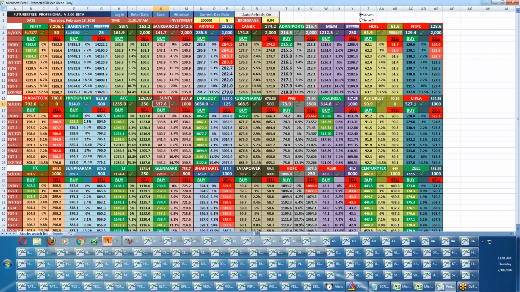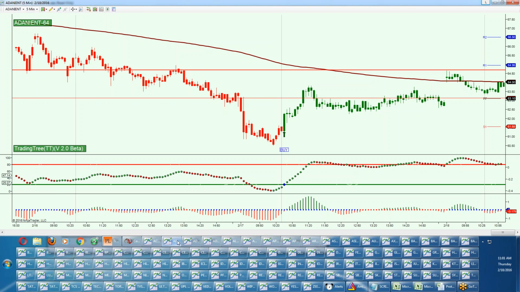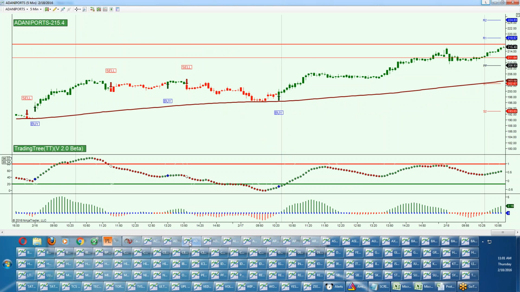Adani Ports, we had a sell, now we have a buy call, 21520. So that is our entry there. So 21850 is a possibility, the 3 rupees up.